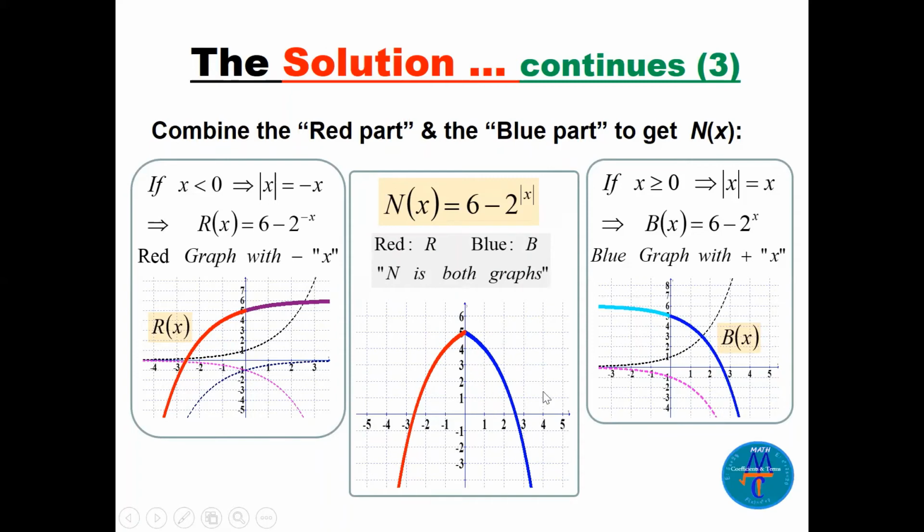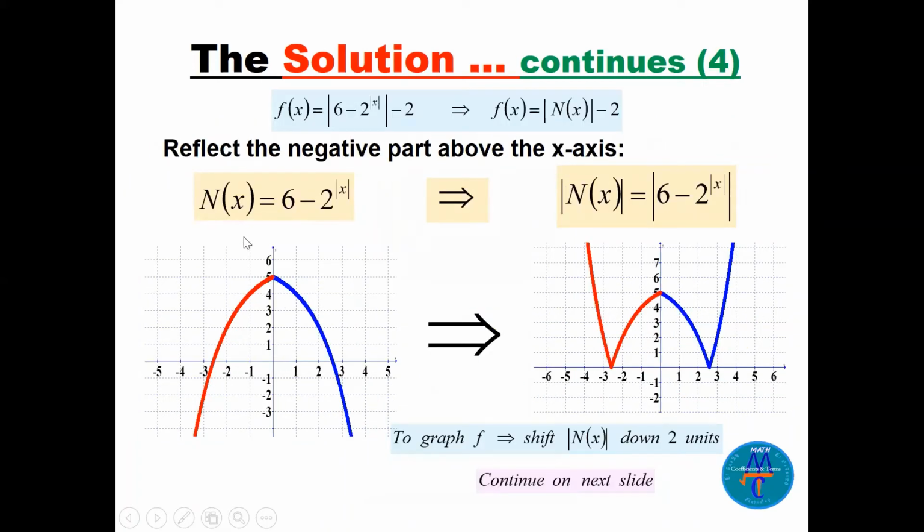All right, now let's see. This is the n of x from the previous slide. Now reflect the negative part. If I need the absolute value of n, this is the graph of n here. Absolute value of n means all the values should be positive. So whatever negative part I have below the x, negative y, I reflect that above the x, you see? So this graph is n of x, and this graph here is the absolute value of n of x, which is the absolute value of 6 minus 2 to the power absolute value of x.